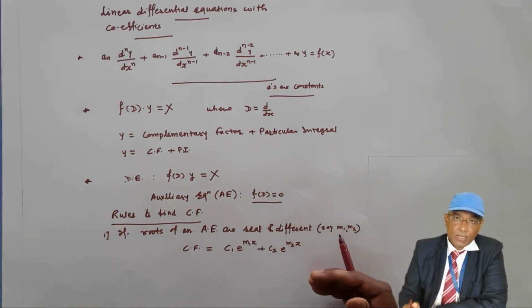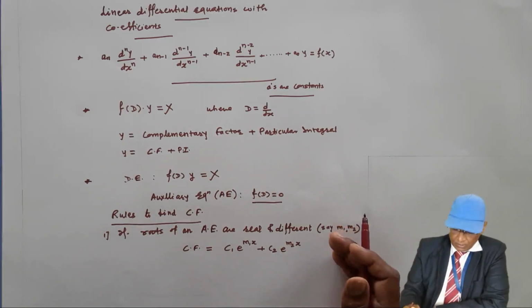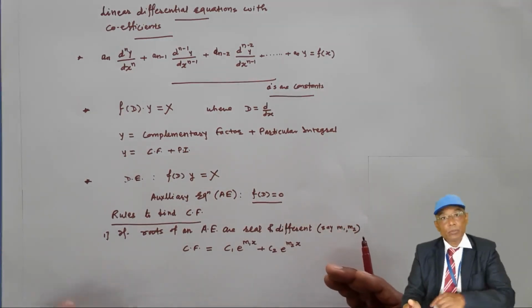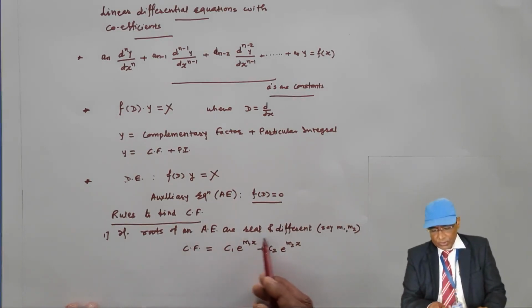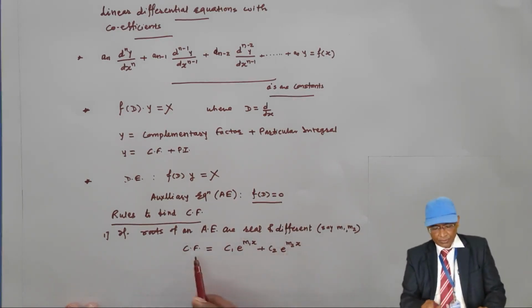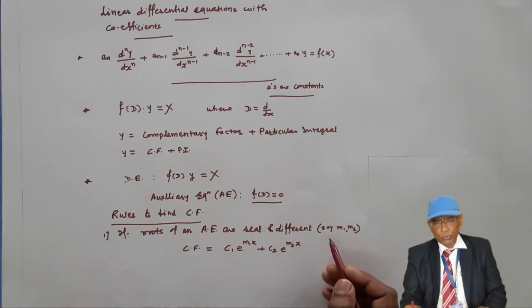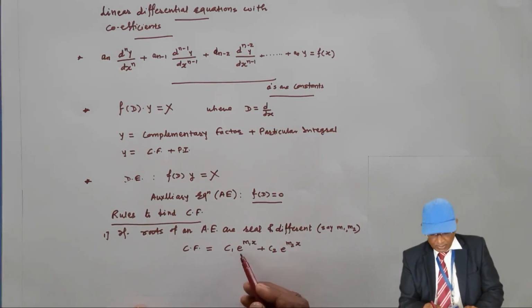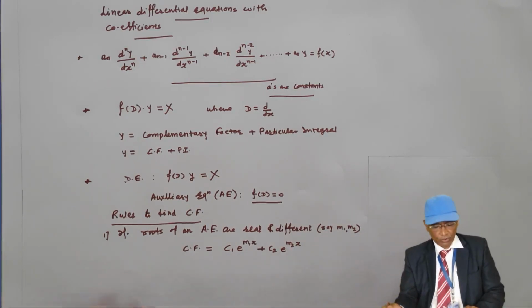Order of the differential equation is what? If the differential equation has order n, then the number of general constants present in the solution will be n. Once again I repeat, if roots of an auxiliary equation are real and different, then in this way you can write the complementary factor. If there are 3 roots, M1, M2, M3, then the complementary factor will be C1 e to the power M1x, C2 e power M2x plus C3 e power M3x and so on.